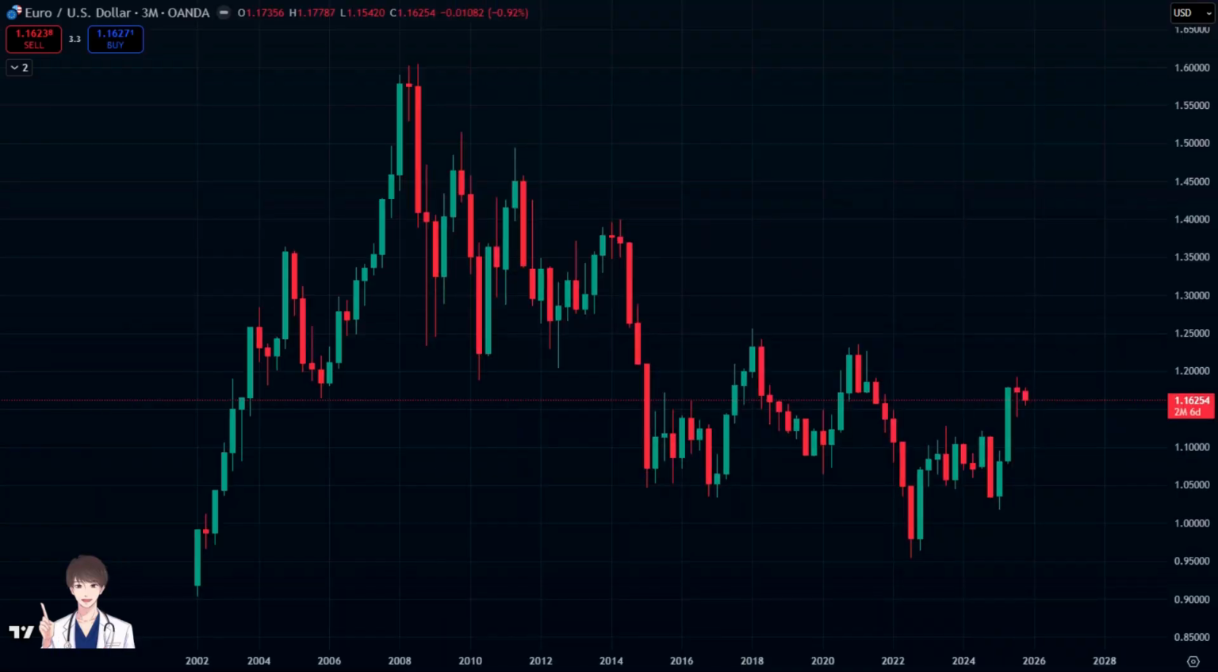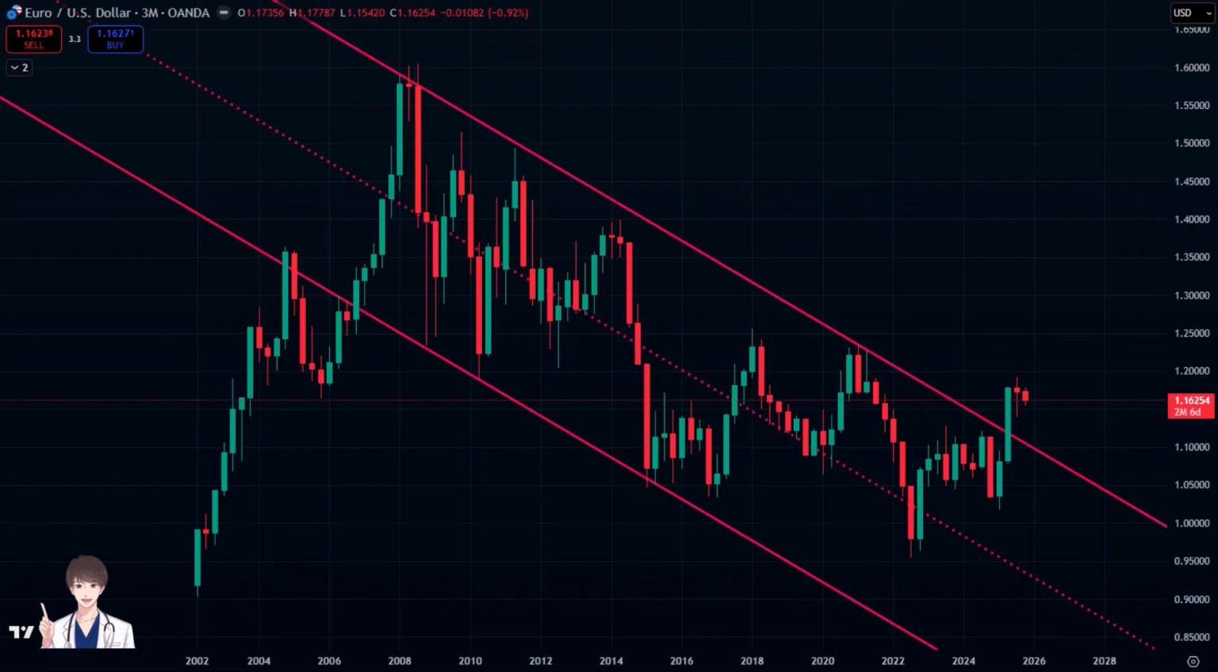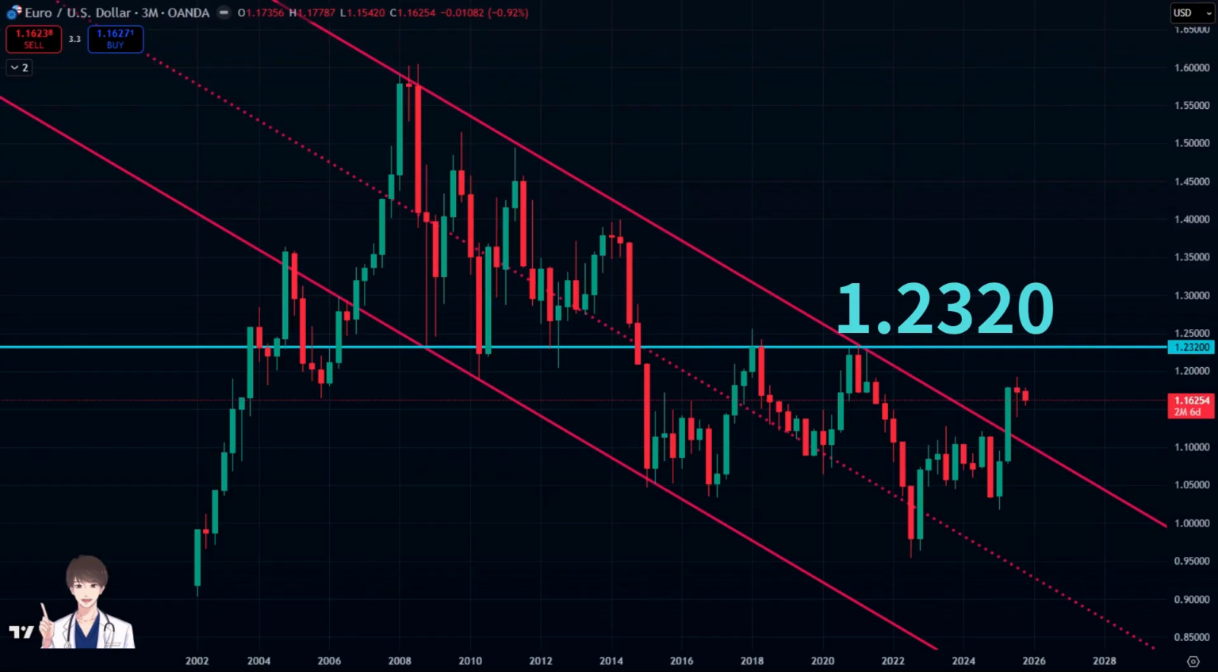Here is the 3-month chart of EURUSD, also called the quarterly chart. As shown here, I see this as a breakout above the long-term downtrend. The key high is around 1.2320. Unless price breaks above this level, we cannot confirm a clear shift into a long-term uptrend.